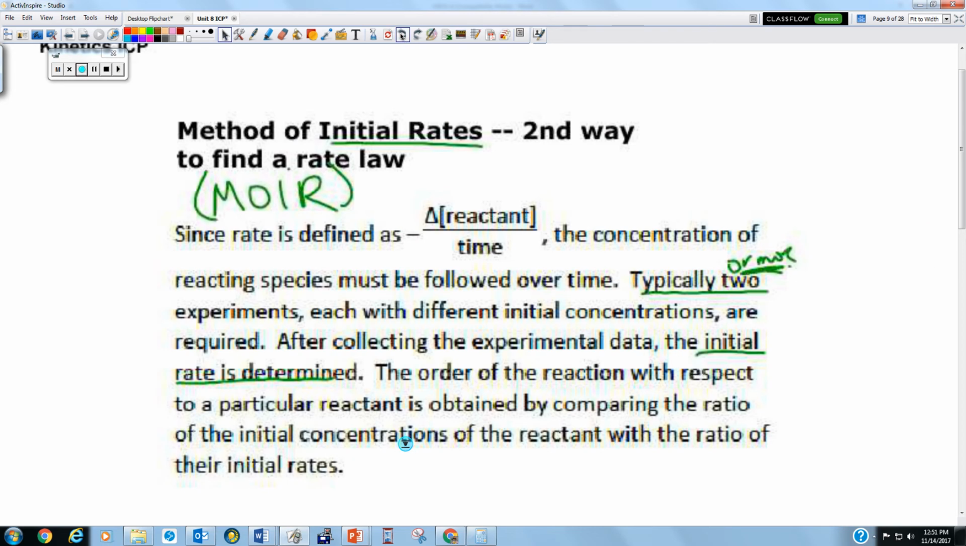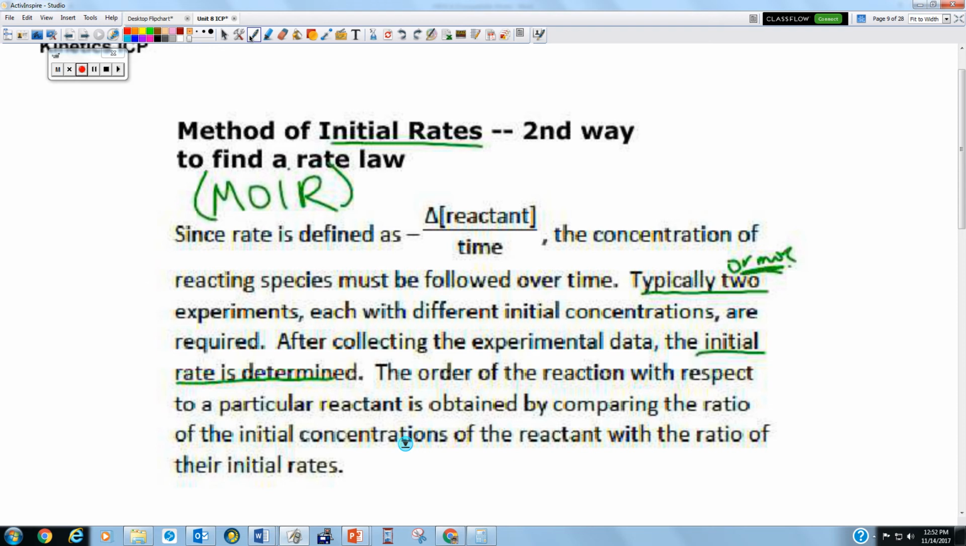So yesterday we learned that rate is defined as the change in the concentration of the reactant over the change in time. So typically, when we're doing MOIR, we are going to be looking at two or more experiments where we have rate data from two or more experiments that we can compare. Most of them that I've seen have been up to three experiments. So let's just go ahead and look at it.